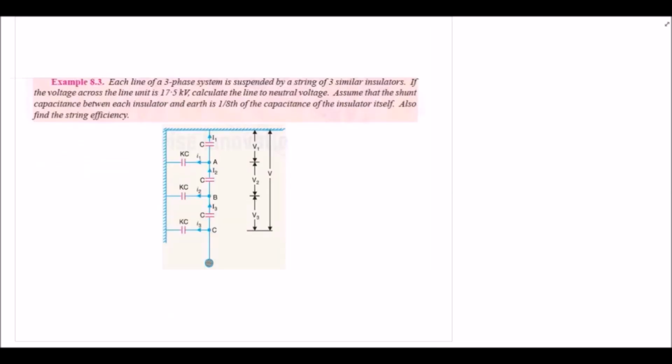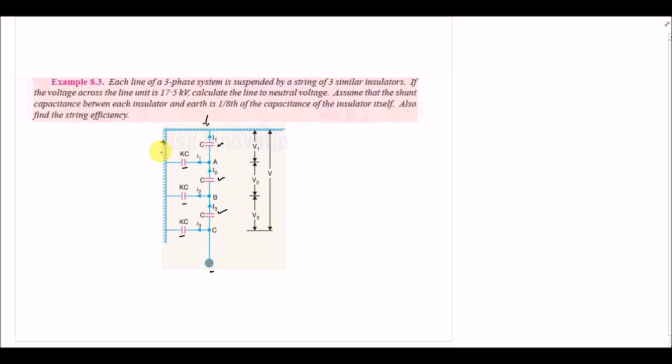Now we are going to solve a few examples. In the first example we are given a string insulator in which we have three discs. They are represented by three self capacitances. Then we have three shunt capacitances. We have a conductor at the bottom of the string insulator, and then we have a tower which is grounded.